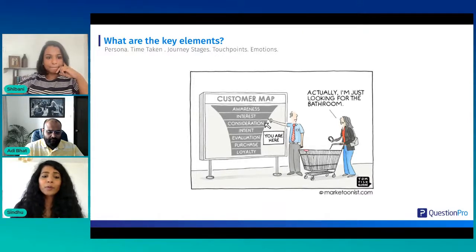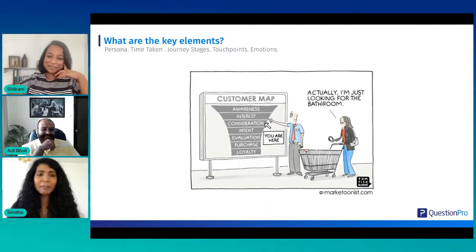The second one is, of course, what is the time taken for a customer to go through this journey, right? Let's just take, again, a quick example. I don't know why we're stuck on this handbag buying journey. I think we all need some, it's a good example.